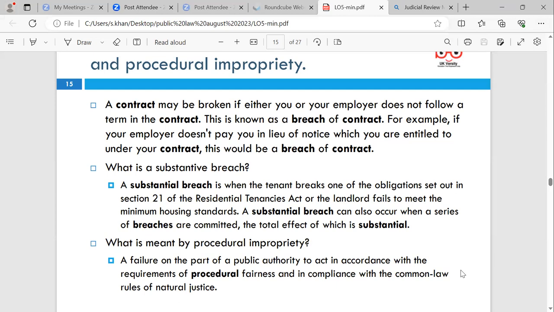What is substantive breach? A substantive breach is when the tenant breaks one of the obligations set out in Section 21 of the Residential Tenancy Act, or the landlord fails to meet the minimum housing standards. A substantive breach can also occur when a series of breaches are committed, the total effect of which is substantial.